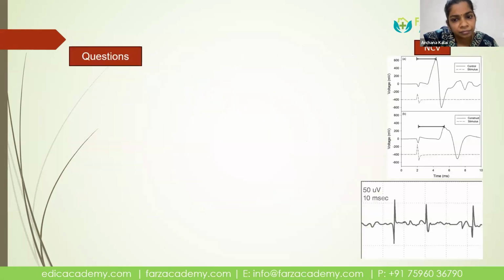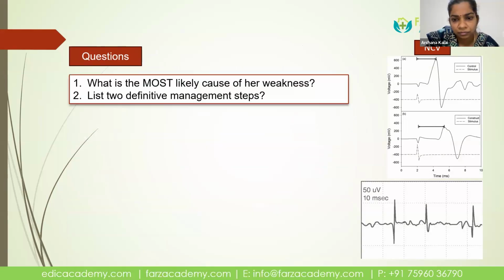Yes, sir. So these are two graphs. One is NCV, another one is EMG. Okay, sir. So what is the most likely cause of her weakness, and two definitive management steps? Sir, I'll think of a critical illness neuropathy in this patient first, because of long-term ventilator setup. Improving her nutrition and slowly weaning from the ventilator will be the definitive management of this patient, sir. Okay, good.